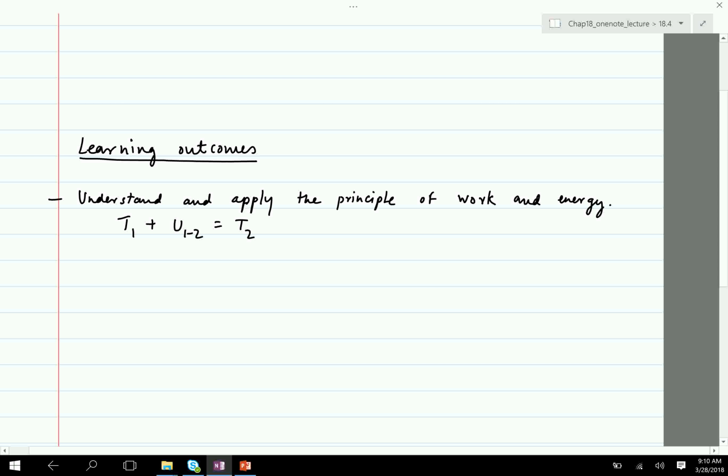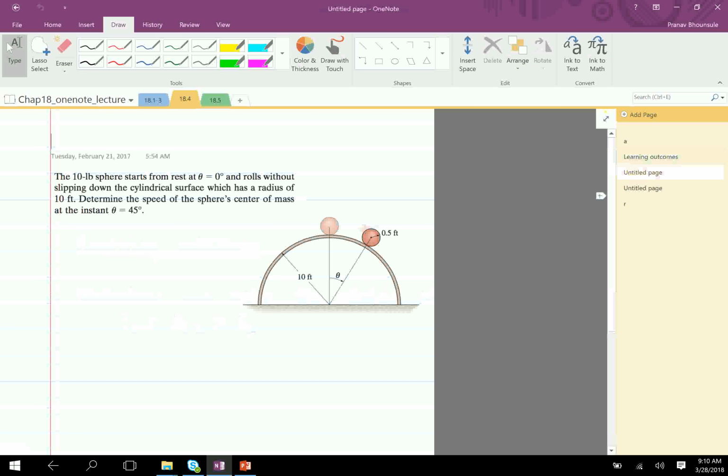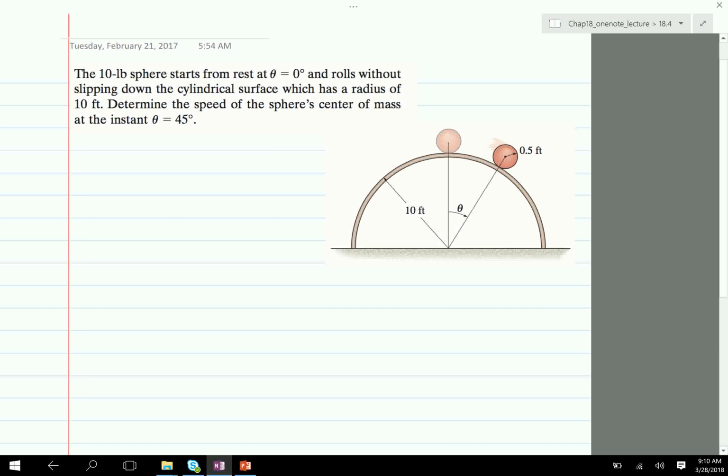The principle of work and energy says that the initial kinetic energy plus the work done equals the final kinetic energy. So, first question: the 10-pound sphere starts from rest at theta equals 0. This is where it starts, this is instant 1, and it rolls without slipping down a cylindrical surface. Rolls without slipping is key.